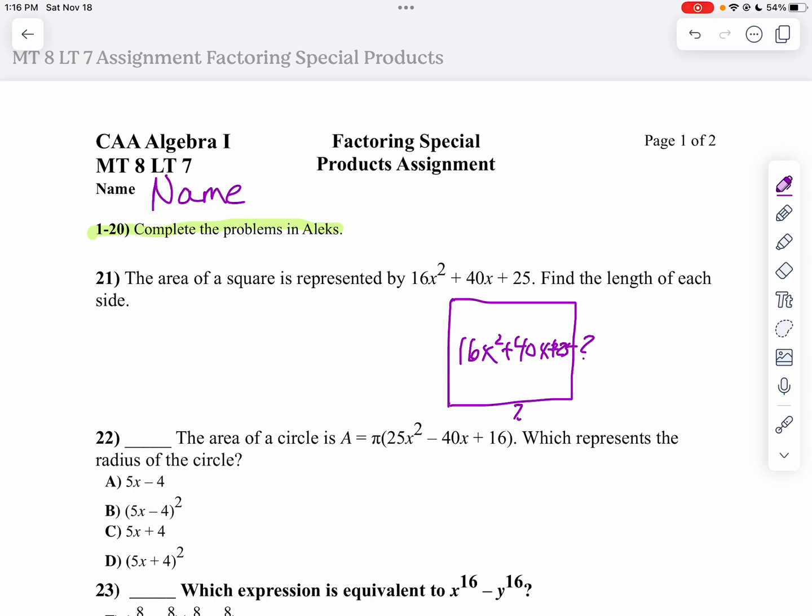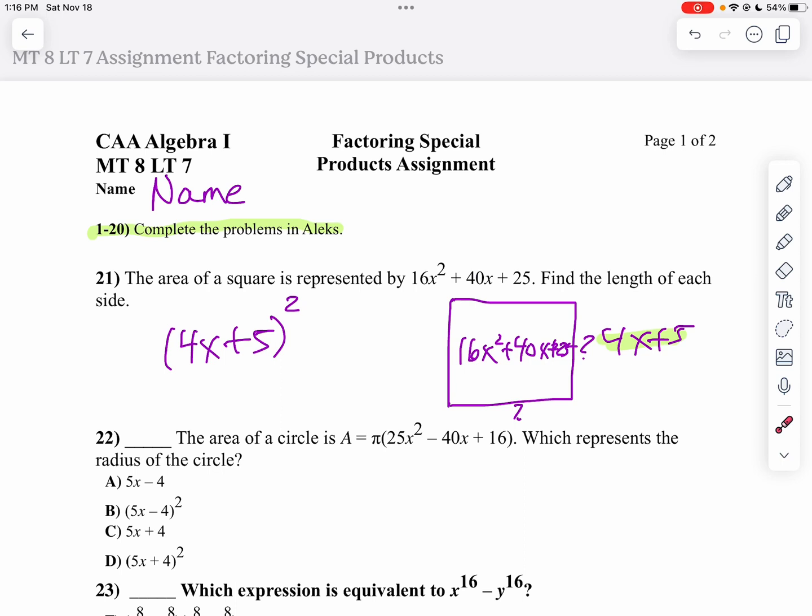The square root of 16x squared is 4x. The square root of 25 is 5. So I get 4x plus 5, that's squared. That's what that factors to, which means each side is 4x plus 5. Now we can double check that just to make sure. If I take 4x times 5, I get 20x. Double that, I get 40x. It works out perfectly.